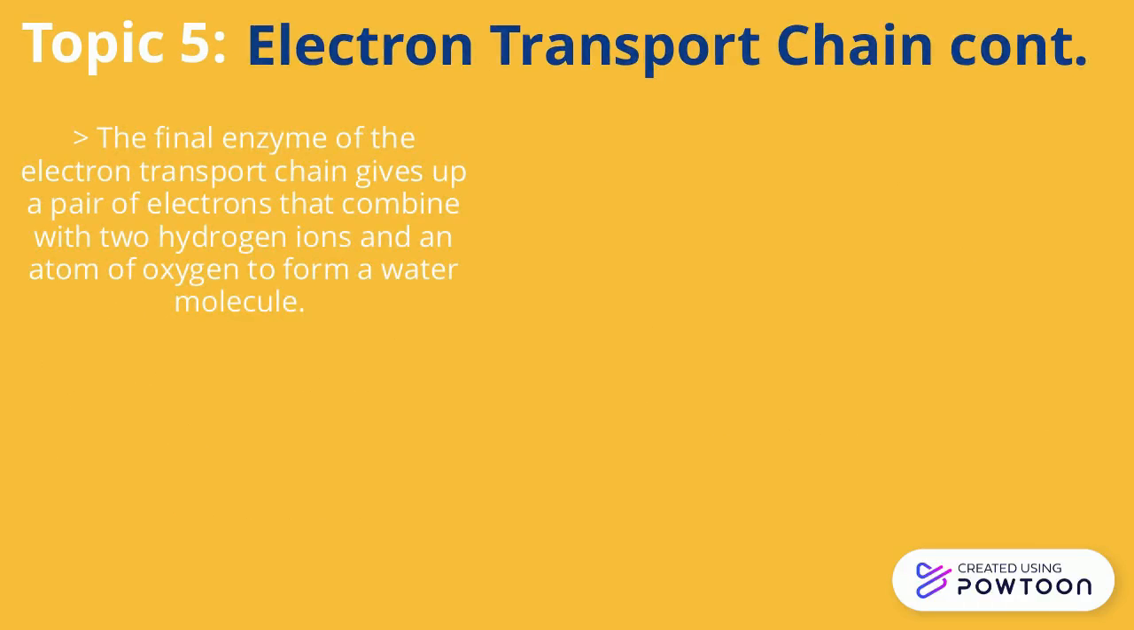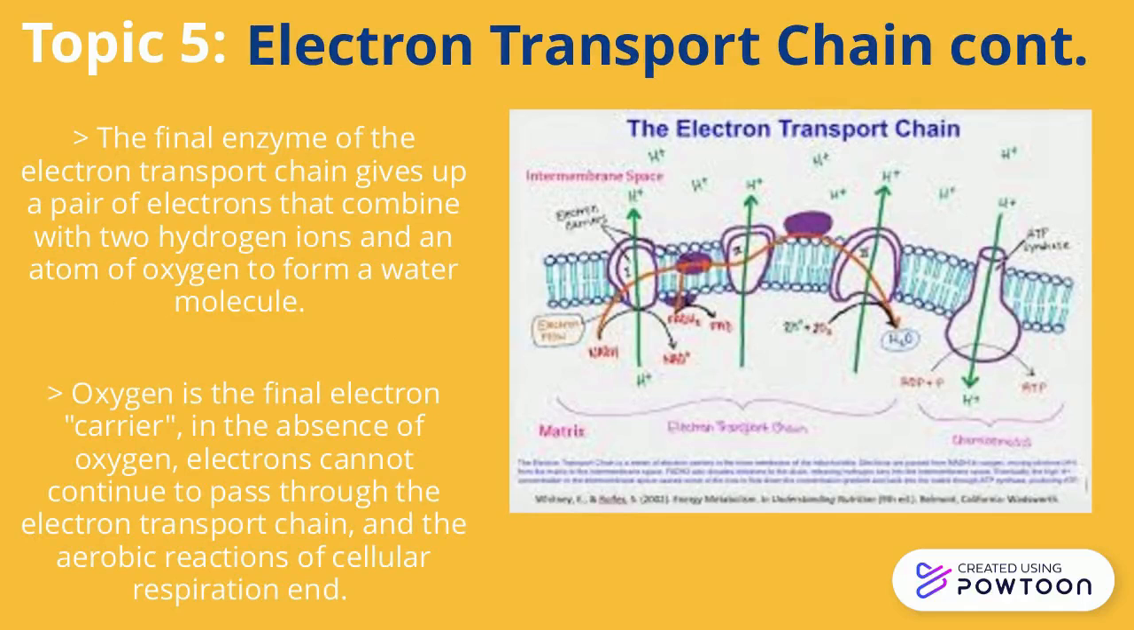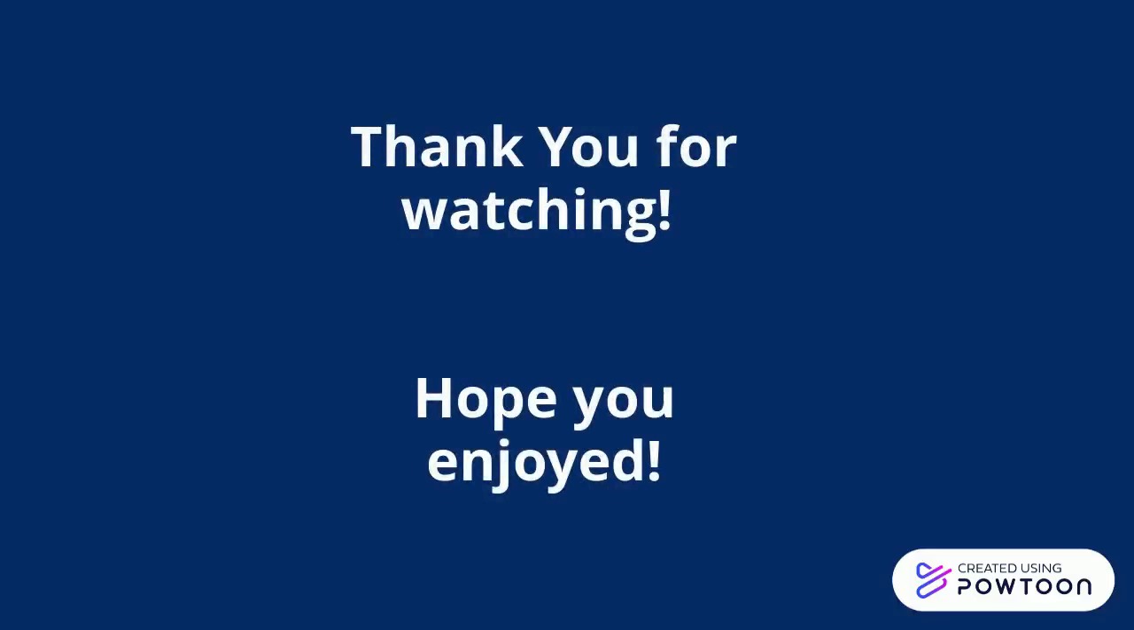This slide is just going to be a continuation of the electron transport chain. The final enzyme of the chain gives up a pair of electrons that combine with 2 hydrogen ions and an atom of oxygen to form a water molecule. Oxygen is the final electron "carrier." In the absence of oxygen, electrons cannot continue to pass through the electron transport chain and the aerobic reactions of cellular respiration.